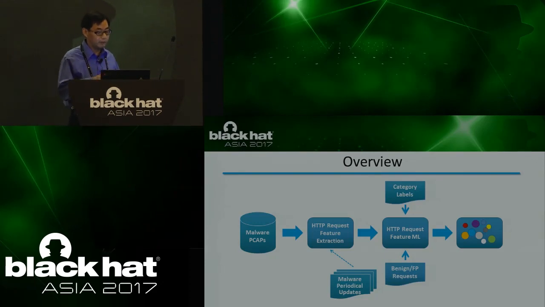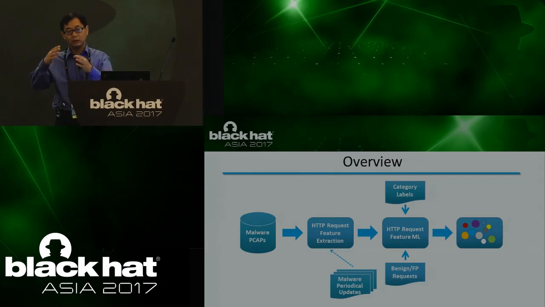So we have our malware PCAP, basically the network trace. We have a big repository. From that data, we extract the HTTP requests. We convert those requests to feature vectors in order to do the machine learning studies. So we use these request features. I'm going to talk about the method later to do the machine learning and create a model.